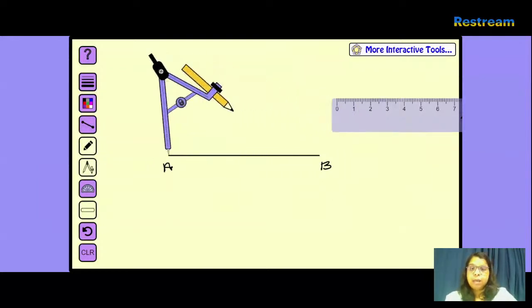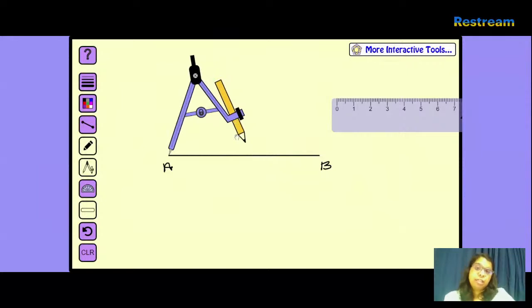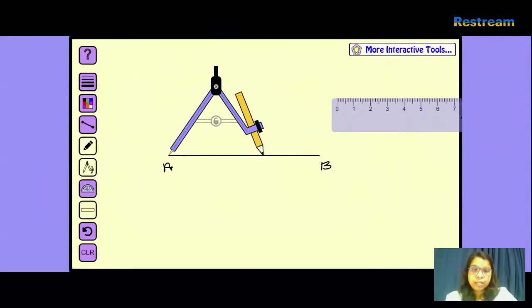Now I'm going to take my compass. If you see, the distance is slightly on the edge, whether it is half or not half, I don't know. So I'm going to slightly increase the distance. This distance has to be more than the approximate half of your line. It doesn't have to be exactly half of your line. It needs to be more than approximate half of your line.